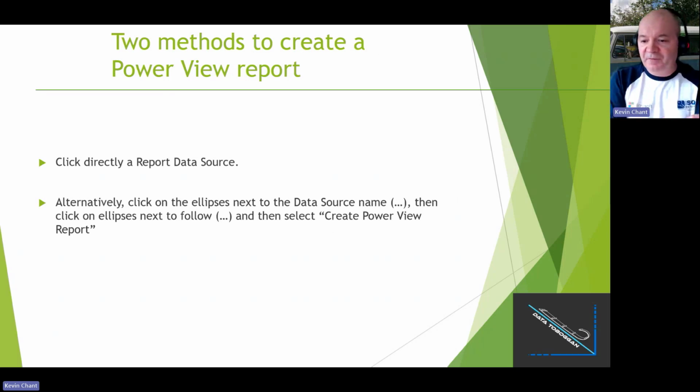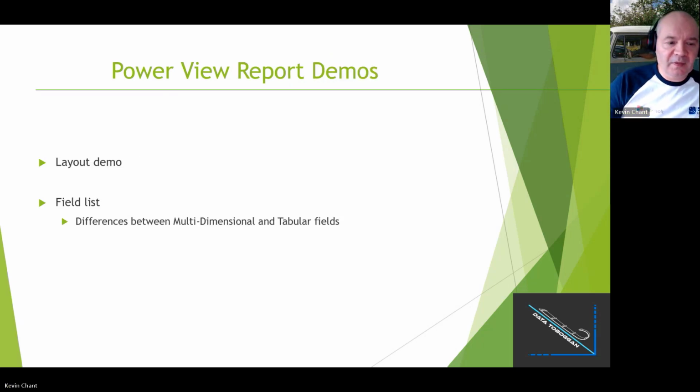Anyway, let's finish by going through how to actually work with a Power View report. There are two ways to create a Power View report. Either I can click directly on one of those sources I showed you earlier, or I can click on the ellipsis, and then click on the ellipsis again and click on Create Power View Report. So with that in mind, let's actually go and look at a Power View report now.